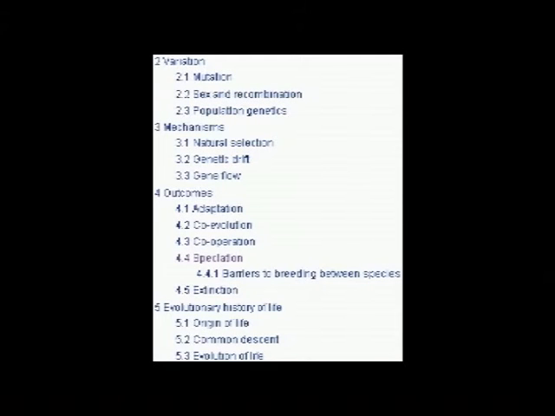Mutation, sex and recombination, population genetics, natural selection, genetic drift, gene flow, adaptation, coevolution, cooperation, speciation, and barriers between breeding species. Yeah, none of these ideas are able to explain wisdom teeth and vestigial organs.